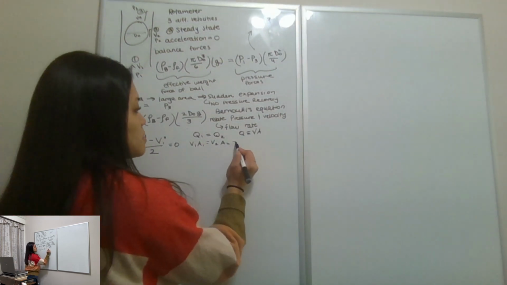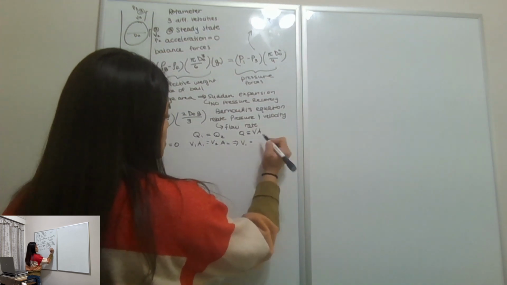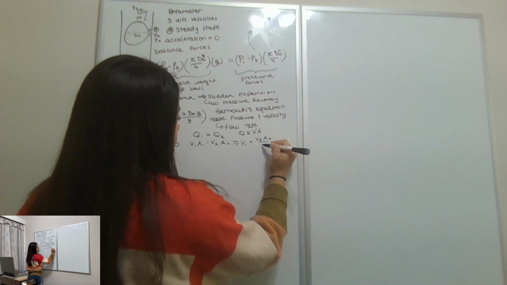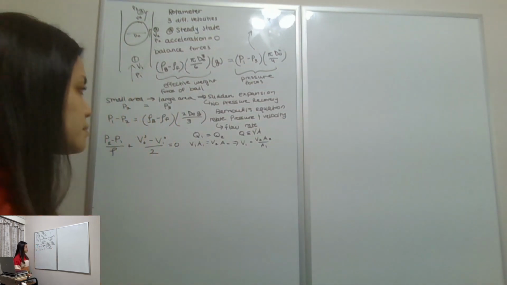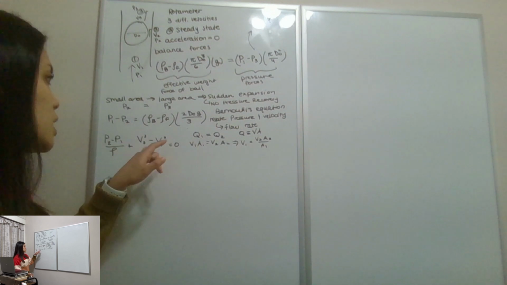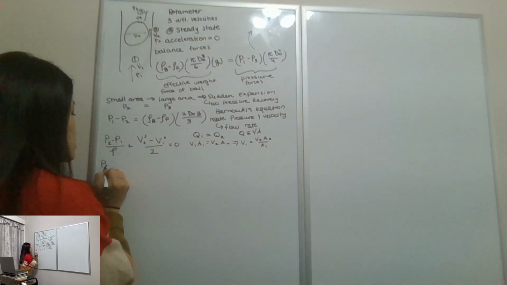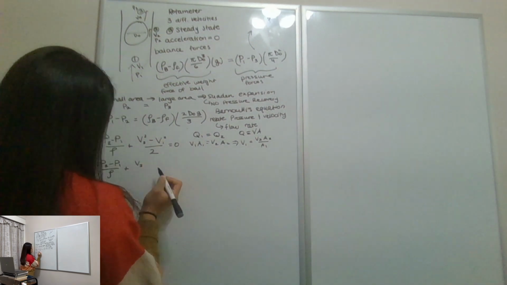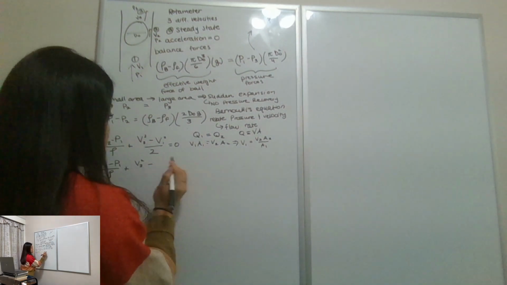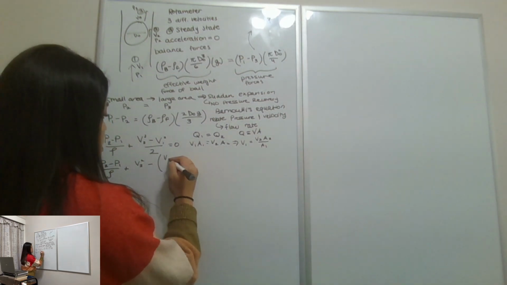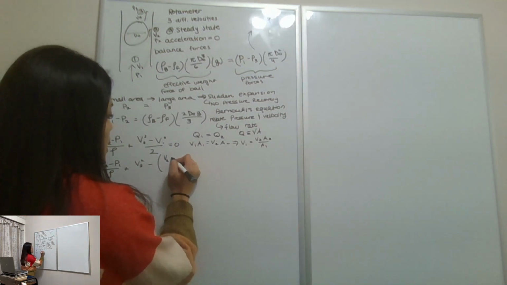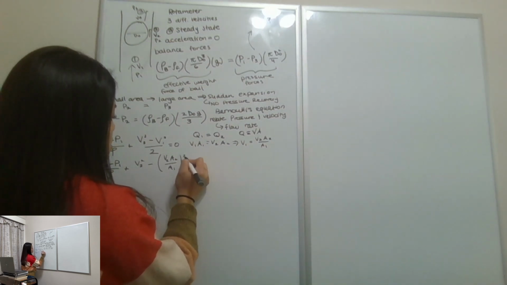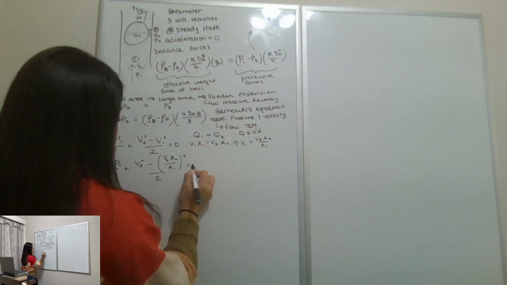Simplifying for velocity at position 1, we have velocity at position 1 is equal to velocity at position 2 times cross-sectional area at position 2 divided by the cross-sectional area at position 1. So we can actually plug this in to this equation here. So we'll have pressure at position 2 minus pressure at position 1 divided by the density plus velocity at position 2 squared minus this term here. So we'll have velocity at position 2 times the cross-sectional area at position 2 divided by the cross-sectional area at position 1, squared, divided by 2 is equal to 0.